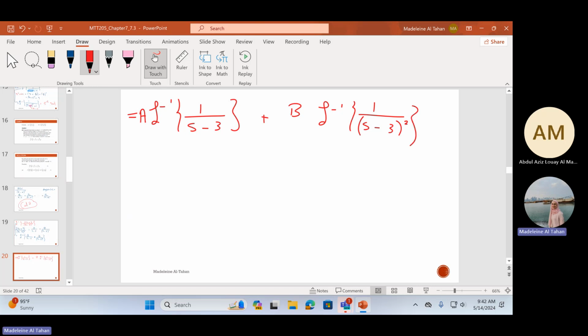Each one this way, miss? Yes. Addition, scalar multiplication, and it's linear, we can separate. The first one already, it's from the table as well. From the table, this one is as well, miss. If we remove the negative 3, what will we get? 1 over s squared. What's the inverse of 1 over s squared? It is t, right? And we will multiply it by e to the 3t. Now, what's our A and B? They are equal to what?